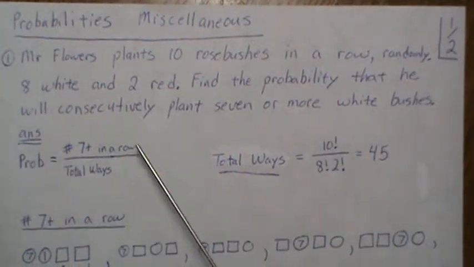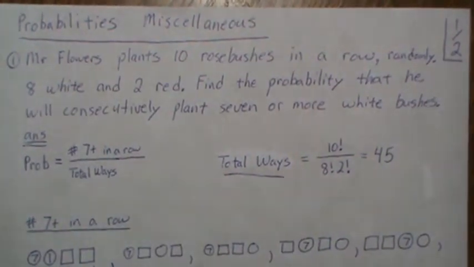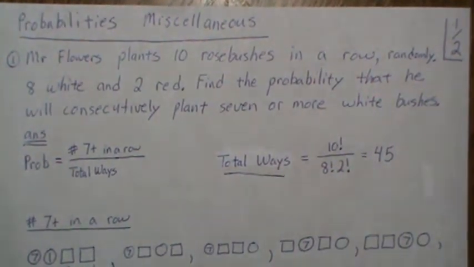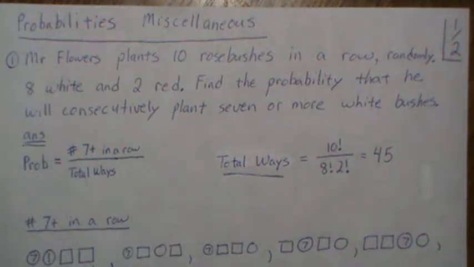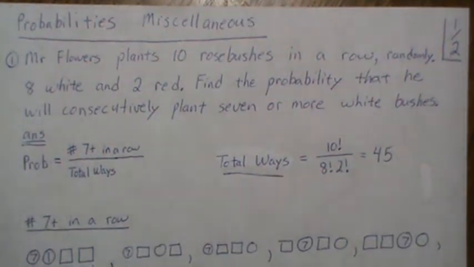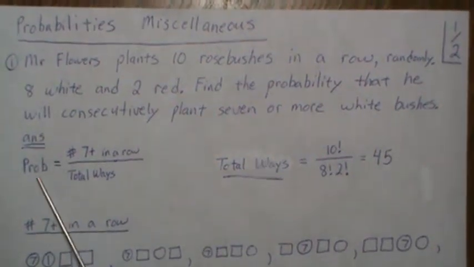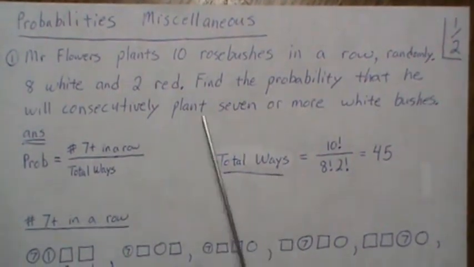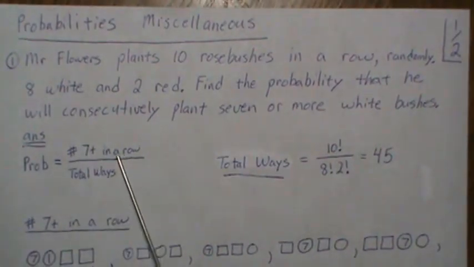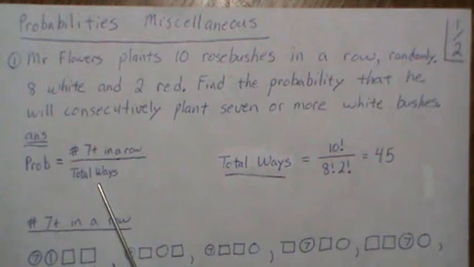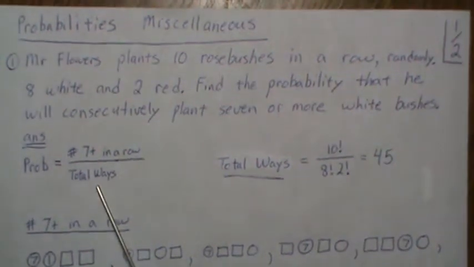So problem 1: Mr. Flowers plants 10 rose bushes in a row, randomly, 8 white and 2 red. Find the probability that he will consecutively plant 7 or more white bushes. And so here's the answer. To find this probability, we need the number of ways that we can have 7 or more in a row divided by the total number of ways that this can happen.